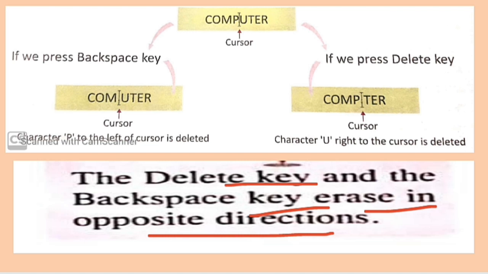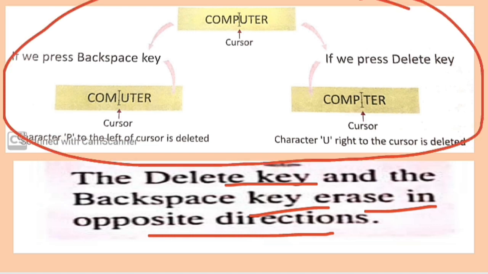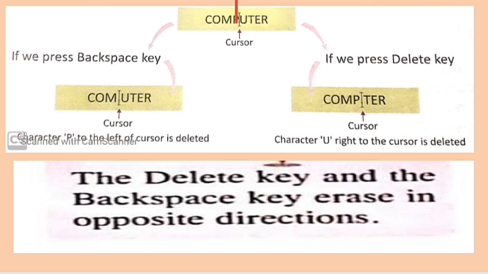With this example, we can clearly understand what is the difference. Here you can see that the cursor is between P and U. Now if you press the backspace key, then you are able to delete the letter to the left of the cursor. This is basically left side and this is the right side. So when you press backspace, P is removed.